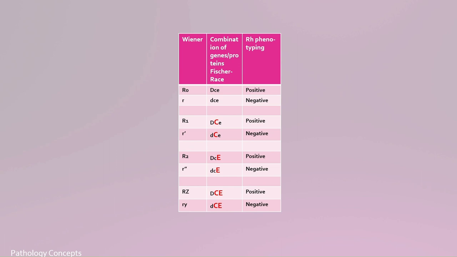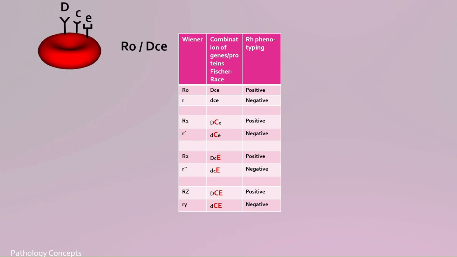So this is the classification. The first group is R0, represented by capital D, small c and small e. The next is represented by small r, where capital D is absent and small c and small e are present.